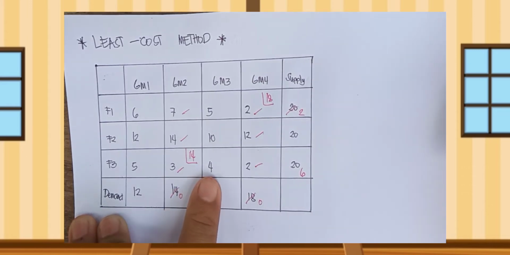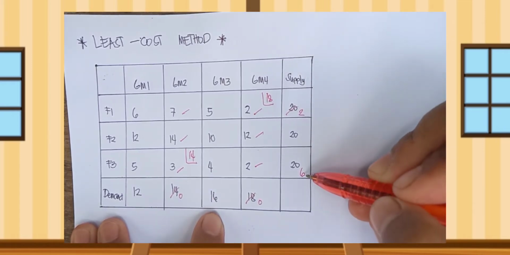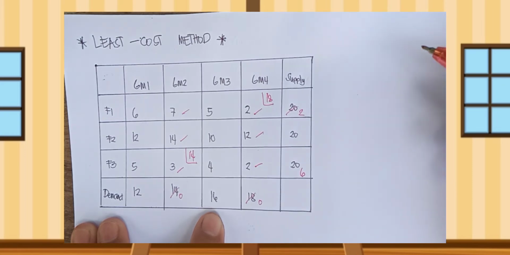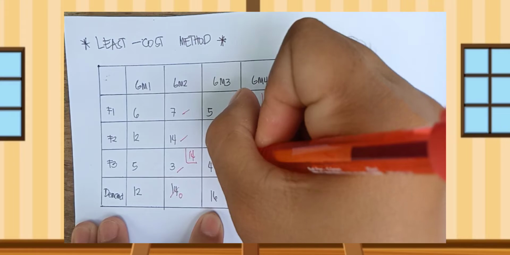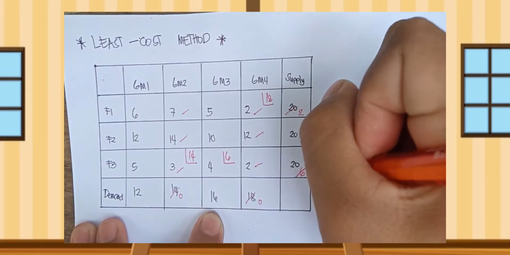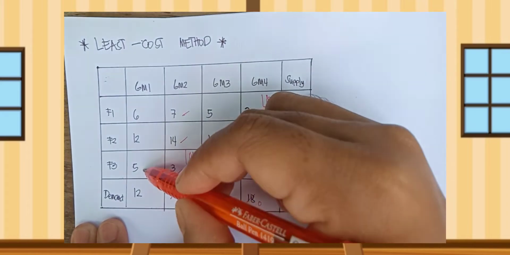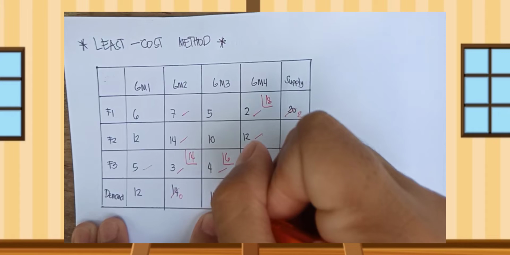Then after that, we will find another smallest number. So we have number 4. So in number 4, we have a demand of 16 and a supply of 6. So the minimum is 6. So we will put 6. So we are satisfied in this row. So 16 minus 6 is equal to 10.